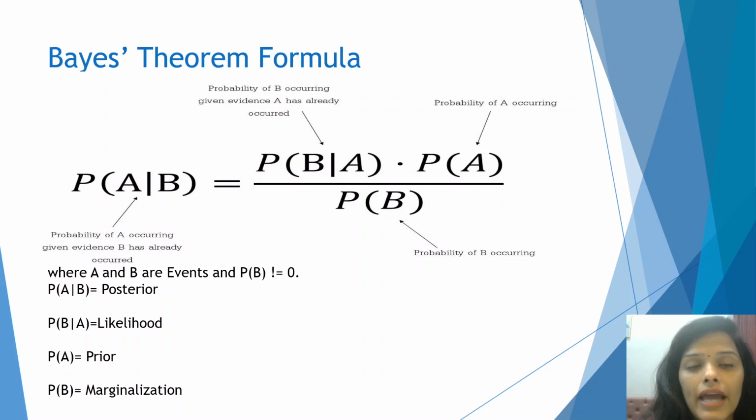Here A and B are events and probability of B should not be equal to 0. That is, the denominator should not be 0. Probability of A given the event B is also called the posterior. Probability of B given event A has already occurred is called the likelihood. Probability of A is the prior, and probability of B is called the marginalization. So this is the final formula for Bayes' theorem.